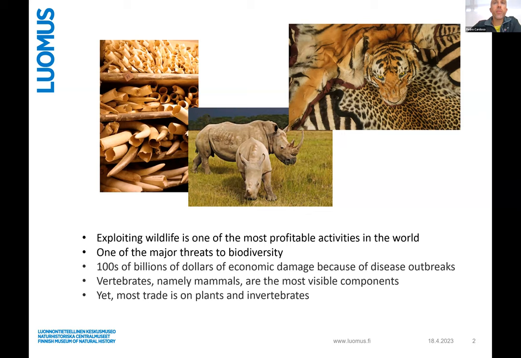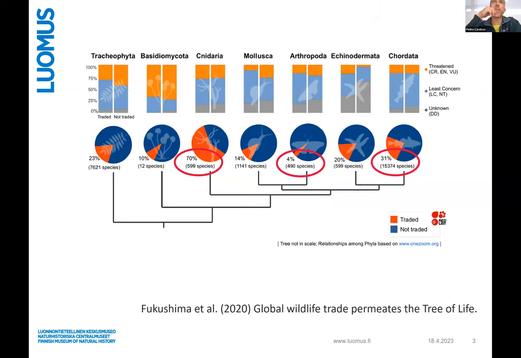And in fact, wildlife trade is one of the major threats to biodiversity in certain groups. In many of the mammal groups, for many bird taxa, it's one of the major threats. This is only the most visible component of wildlife trade, because in fact most of the trade at the global level is made on plants and invertebrates, which are often neglected.